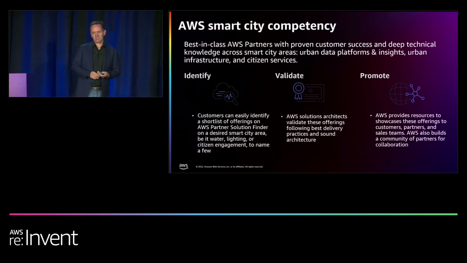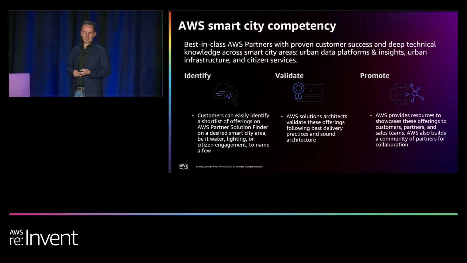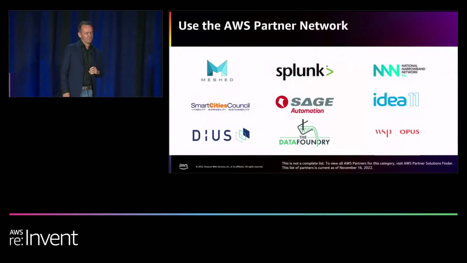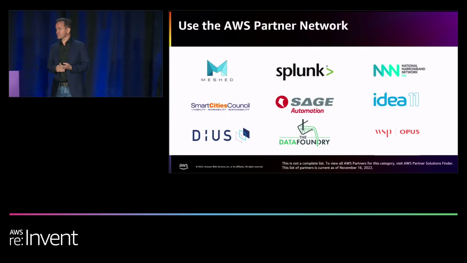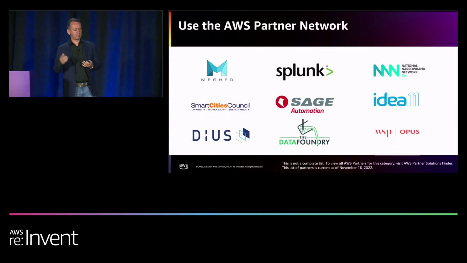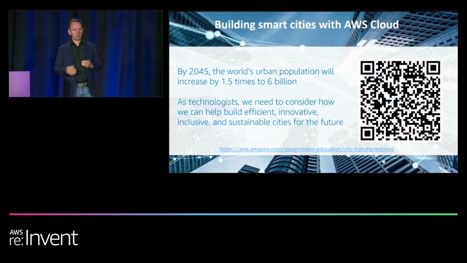And if you're looking for a smart city solution, remember the competency I mentioned up front. This allows you to look up solutions that we've vetted and made sure that they're fit for purpose and of a high quality. I'd like to thank some of the partners. This is just a small selection, but these are the partners that were involved in the solutions you've seen today. And if you'd like to learn more about smart cities and AWS, there's a QR code that will take you to a landing page.